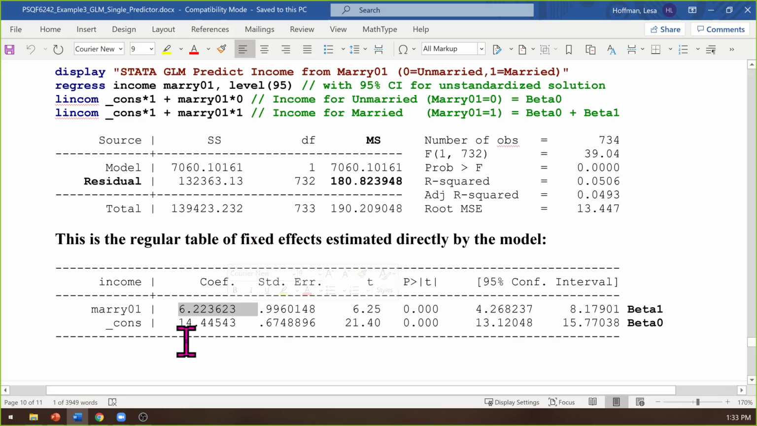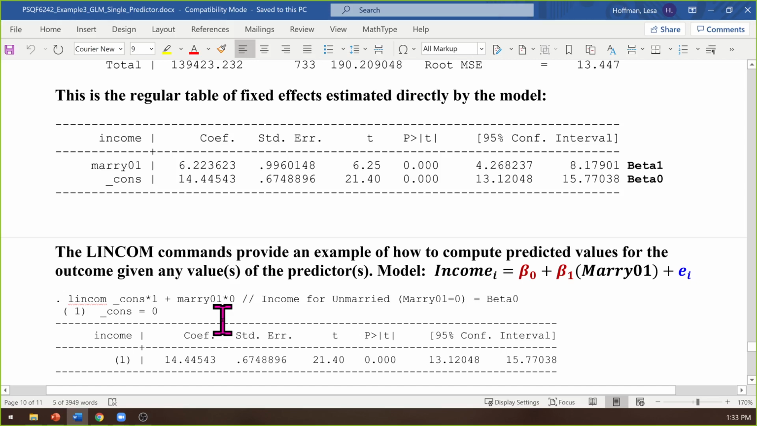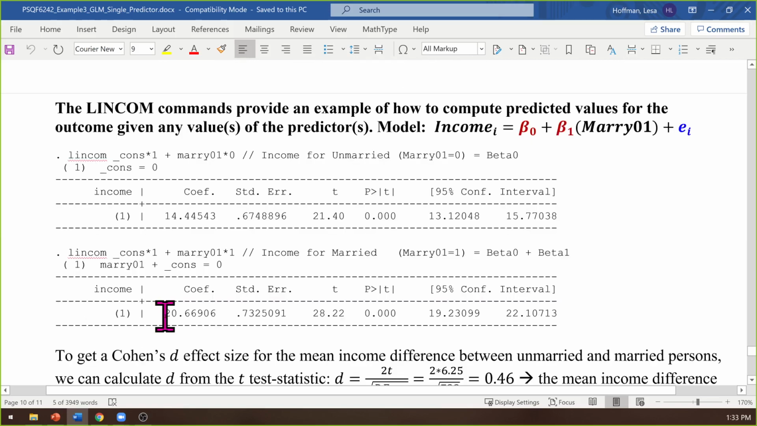Mm-hmm. And okay. If I take the 14, which is for the 0 group, and I add the 6 to it to get to the difference, to get up to 1, that's what this Lincom statement is doing for me. It's coming up with the predicted mean for the one group. That is down here. So there's the 20 for the one group.